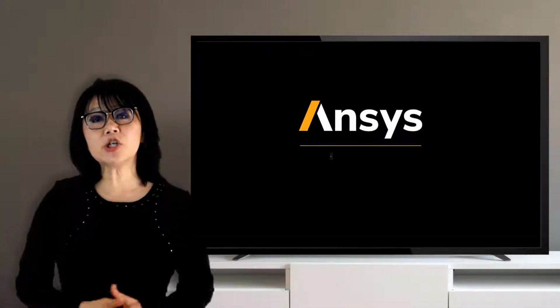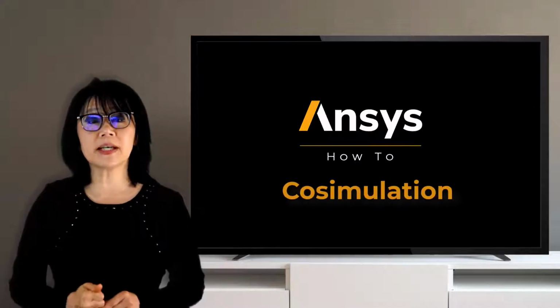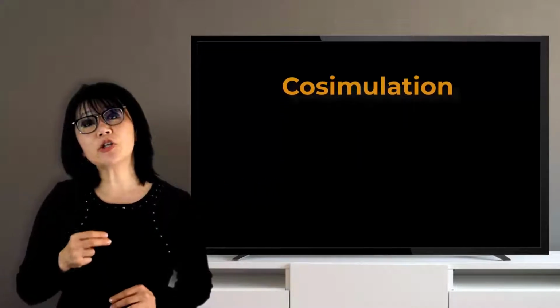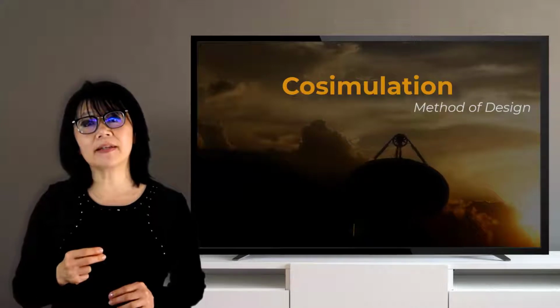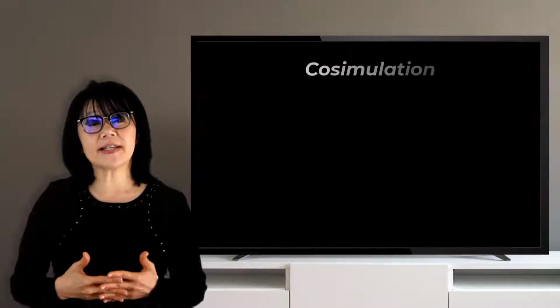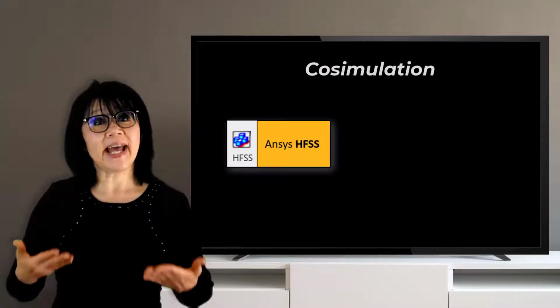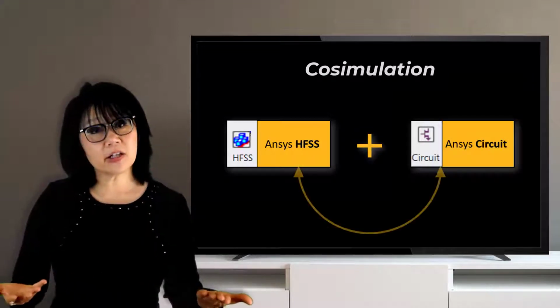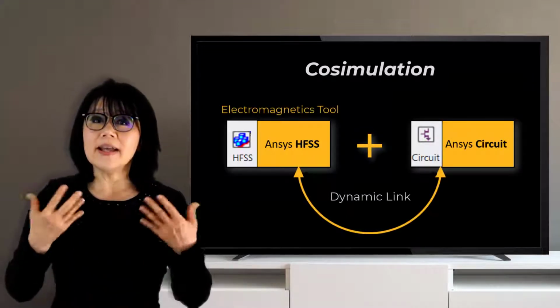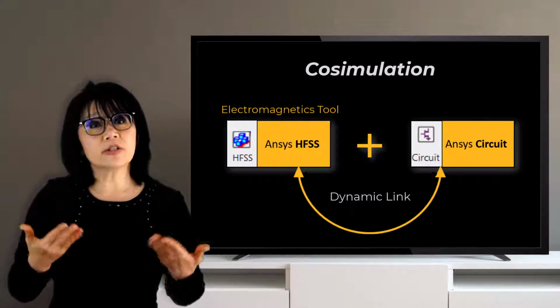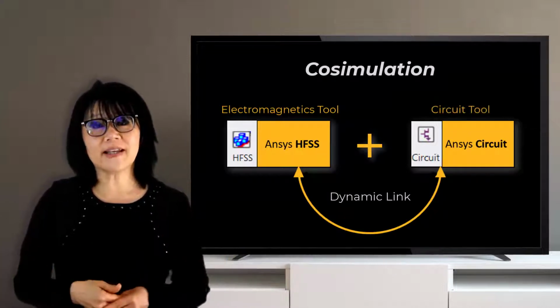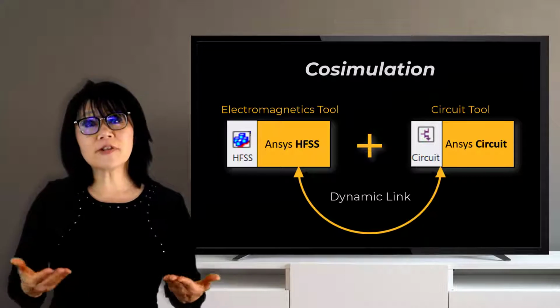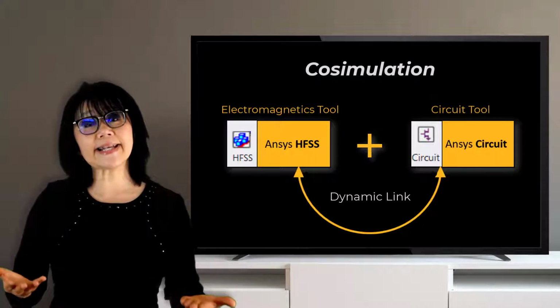Okay, let's continue with our topic of co-simulation and show you how to use this design method with the Ansys HFSS MCAD, mechanical CAD, and the Ansys HFSS circuit. HFSS is the electromagnetic simulation tool, and the HFSS circuit is the circuit tool to match and tune the antenna element. Again, two different solve methods, electromagnetics and circuit.